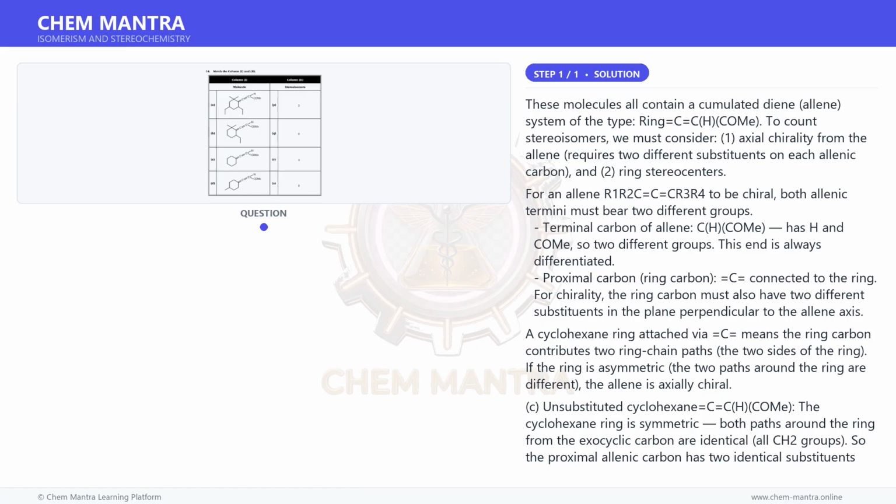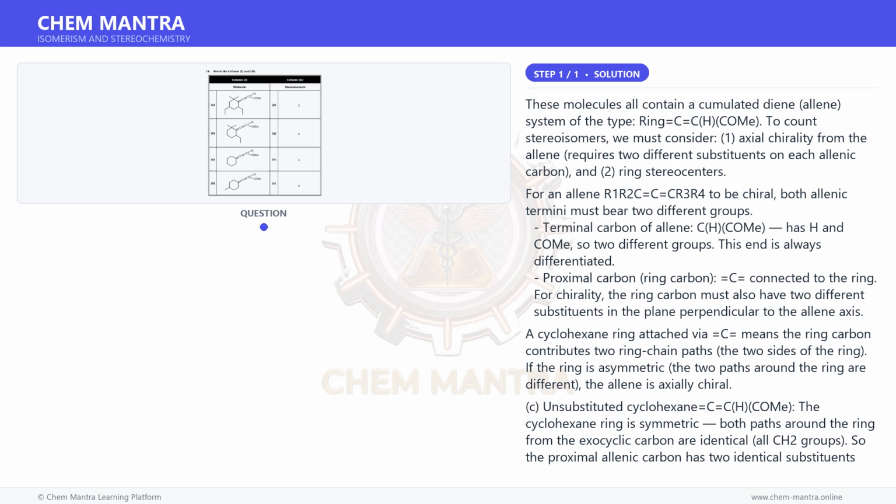Total is equal to 2 times 2 equals 4. Matches A. Cyclohexane with gem-dimethyl at C1 and ethyl at C4, para to each other, but C1 also bears the allene. The allene is axially chiral, two configs, because the ring paths differ. One path has ethyl at C4, the other path also passes through C4 but from the other side. Actually both paths from C1 traverse 3 bonds to reach C4, making the paths identical in length.